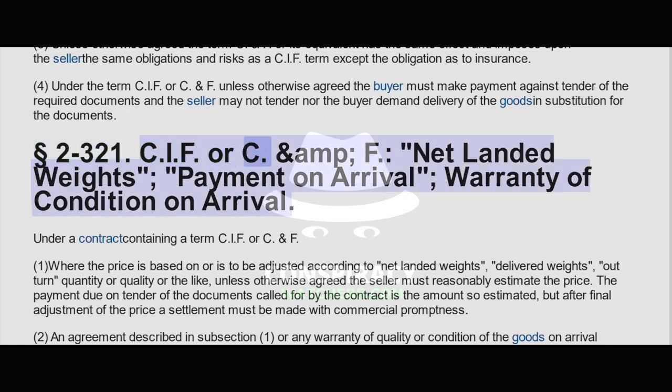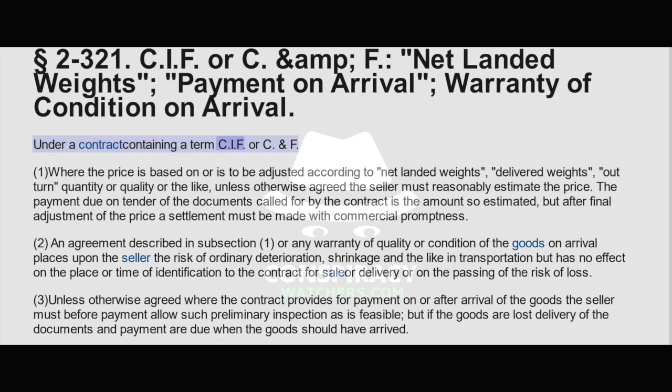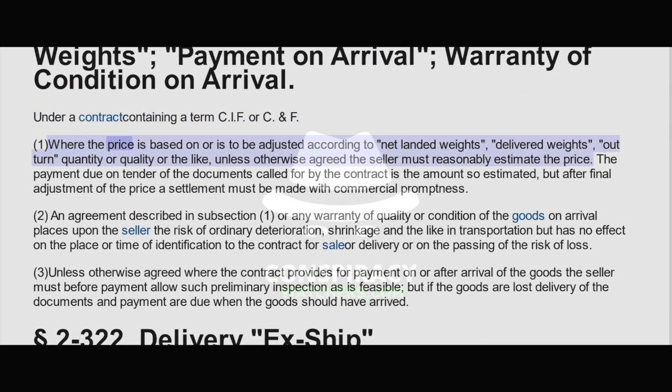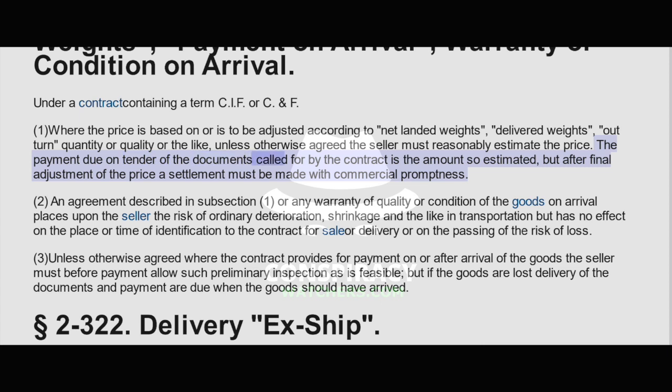CIF or C&F, net landed weights, payment on arrival, warranty of condition on arrival. Under a contract containing a term CIF or C and F, where the price is based on or is to be adjusted according to net landed weights, delivered weights, out-turn quantity or quality or the like, unless otherwise agreed, the seller must reasonably estimate the price. The payment due on tender of the documents called for by the contract is the amount so estimated, but after final adjustment of the price a settlement must be made with commercial promptness.